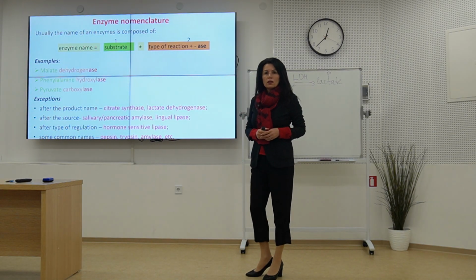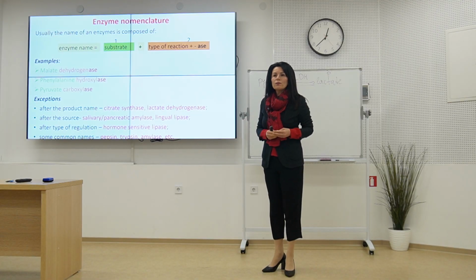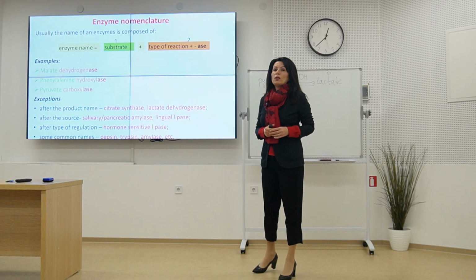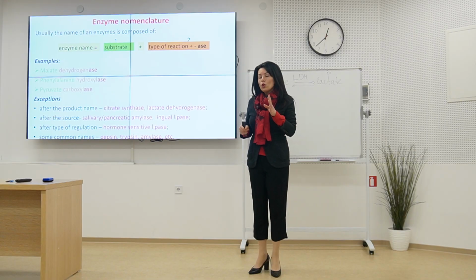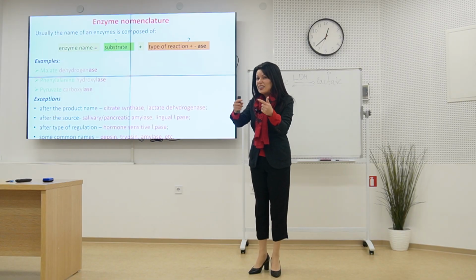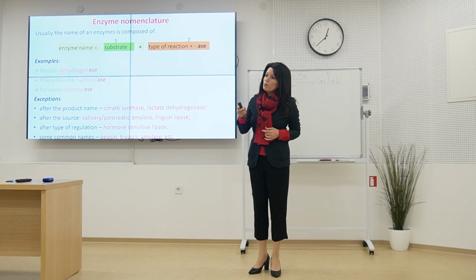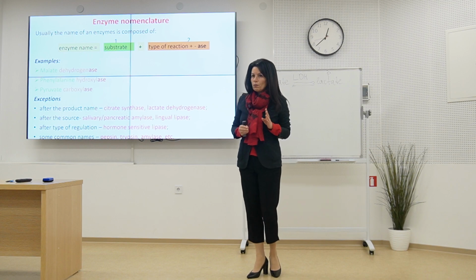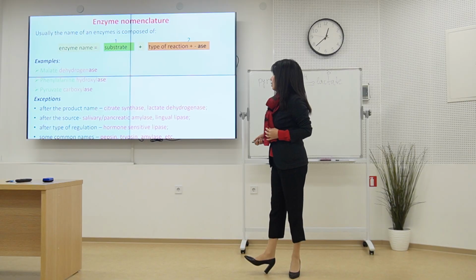One more, after the source. Salivary amylase. Salivary amylase means that the place of action of this enzyme is in the mouth. Pancreatic amylase. Pancreatic amylase means that not the place of action, but the place of synthesis of this enzyme is pancreas. Where the place of action is, is another question. The place of action is small intestines, but the place of synthesis is pancreas. That's why the name is pancreatic amylase.